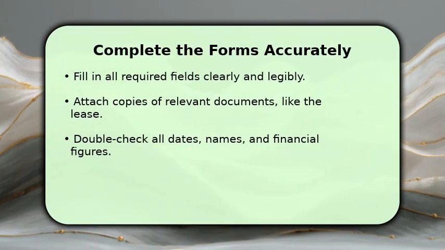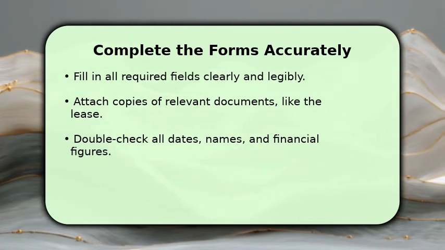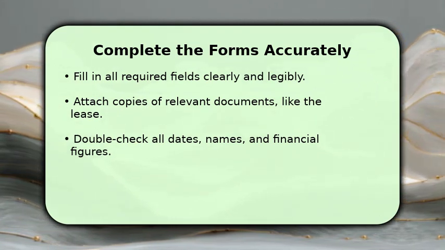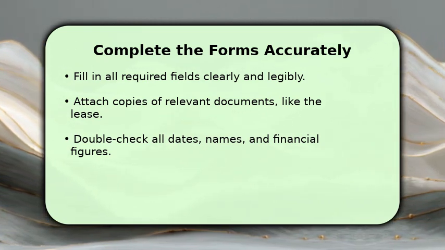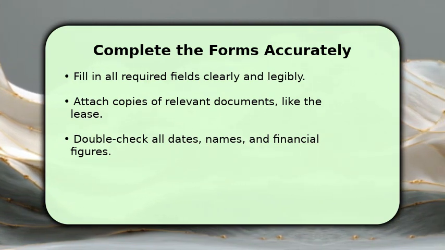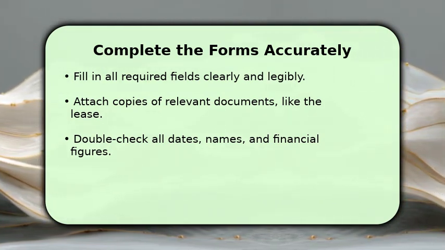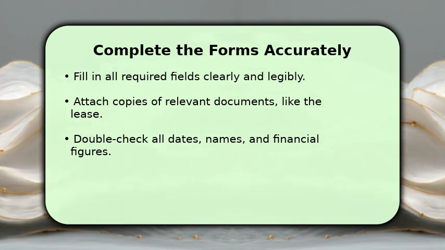Now, carefully complete each section of the eviction forms. Use clear, legible handwriting or type if possible. Remember to attach any supporting documents, such as a copy of the lease agreement, notices served, or ledgers showing unpaid rent. It's vital to double-check all dates, names, and financial figures for accuracy. Any mistakes could cause delays or even lead to your case being dismissed.